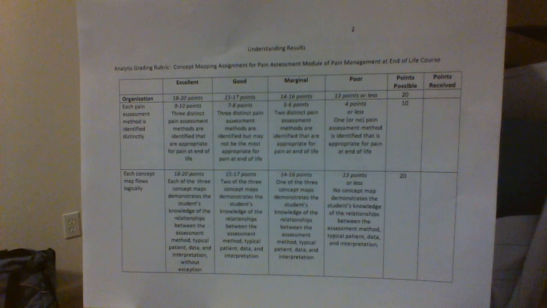Based on the requirements of the assignment, each concept map should flow as follows. The pain assessment method, followed by relevant patient history of a typical patient assessed using that particular pain assessment method. Then the detailed process, which would include the steps of the pain assessment method with data and examples for that typical patient, and then the interpretation of the data gathered from the pain assessment method. Points for this dimension are awarded based on the criteria listed in the rubric.